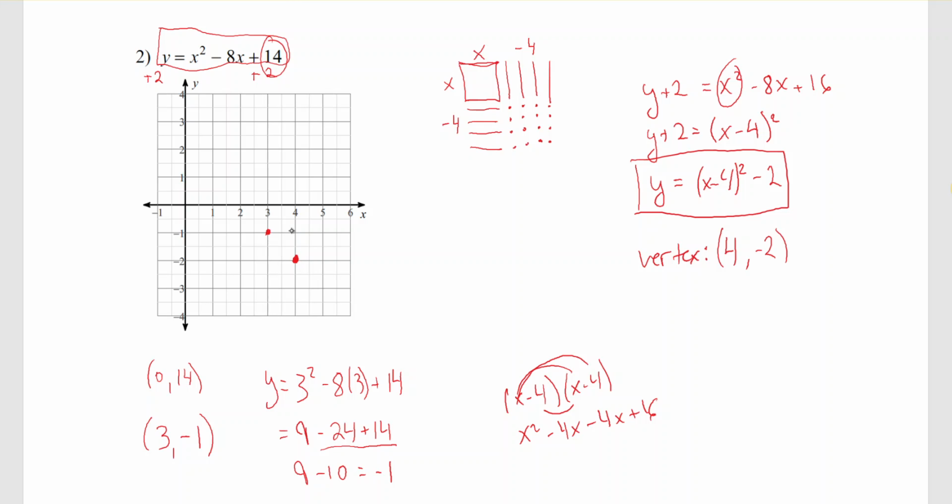And since the parabola is symmetric about the x coordinate of the vertex, this line right here, we know it would also go through the point (5, -1). And now we have enough to draw the parabola because 3 points determine a parabola. And that is what it looks like.